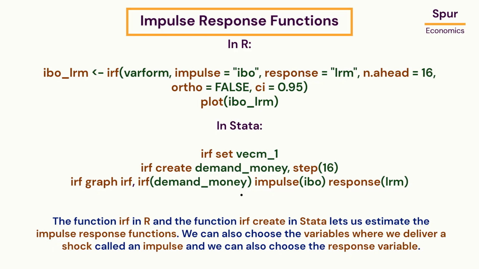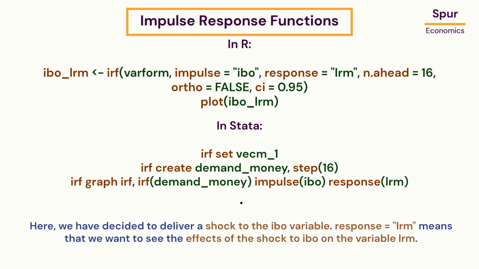The function irf in R and the function irf create in Stata lets us estimate the impulse response functions. We can also choose the variables where we deliver a shock, called an impulse, and we can also choose the response variable. Here, we have decided to deliver a shock to the IBO variable.